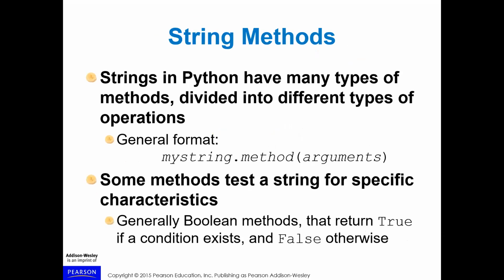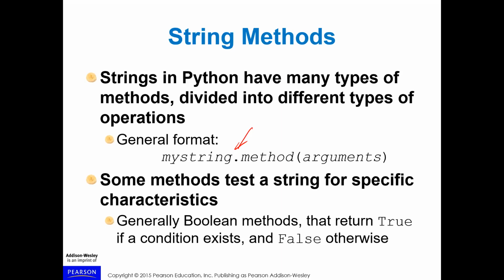String methods. Strings in Python have many types of methods divided into different types of operations. So for instance, the general format, because Python is object oriented, is that every string is an object. And so you can say something like my string, whatever the variable is, and then dot, the dot operator allows you to bring up attributes and methods associated with that object. So you could say my string dot method, and then method would be whatever that might be.